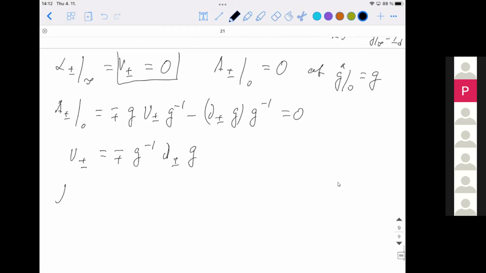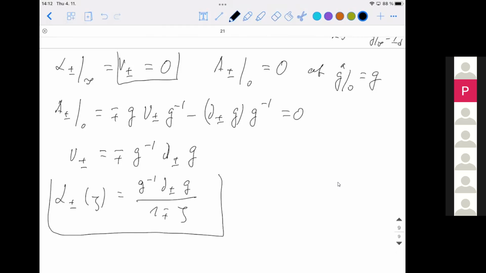So finally, you can write this Lax as this, zeta. So this is the Lax.